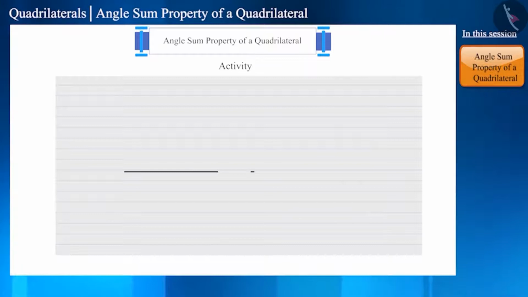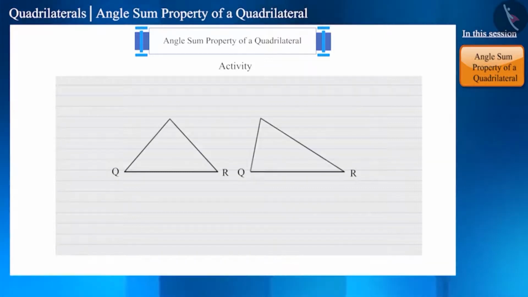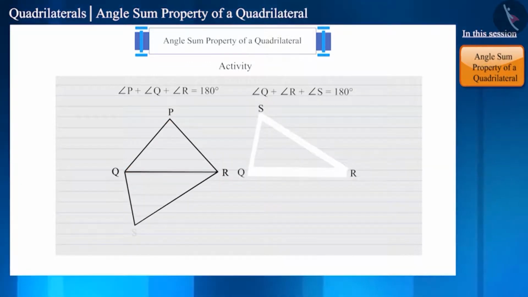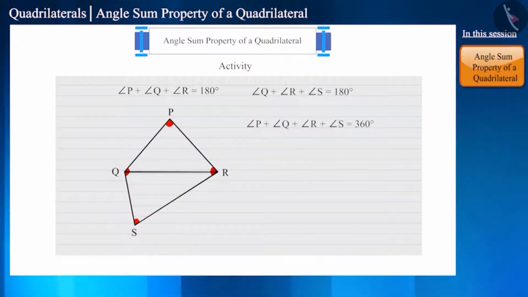Let's create two triangles with the same base on a paper. Let's name the first triangle PQR and the second triangle QRS. We know that the sum of the three angles of a triangle is 180 degrees. Now, let's connect these two triangles at the base QR. So, the sum of all the angles of this shape so formed will be 360 degrees, and this shape is a quadrilateral.